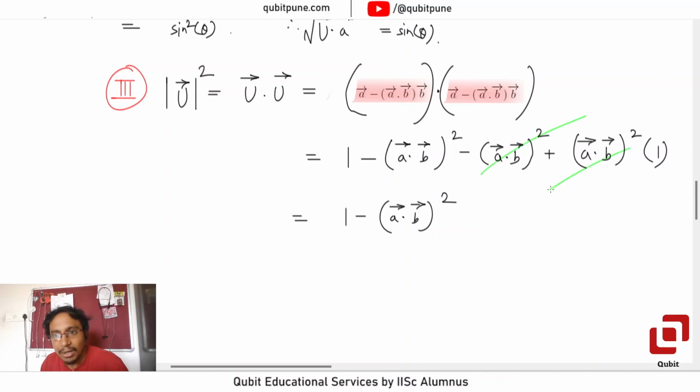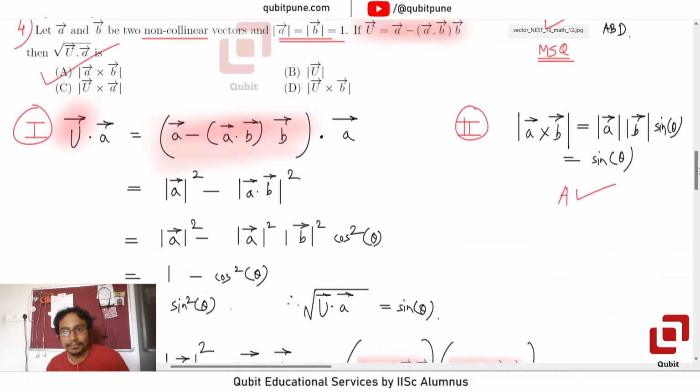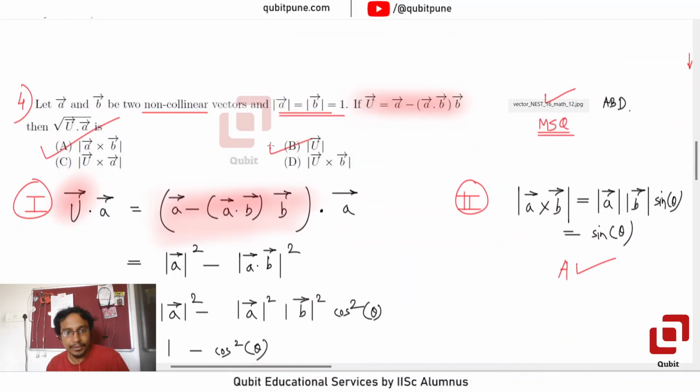Now please understand how the fourth term turned out. See, look, negative, negative, positive, right? Then b bar dot b bar is 1, like a bar dot a bar, because it's a unit vector, and a bar dot b bar is already there. So this is 1 minus again cos squared theta, which is sin squared theta. So mod u bar is how much? sin theta. So B is also correct. What can you say about C and D?